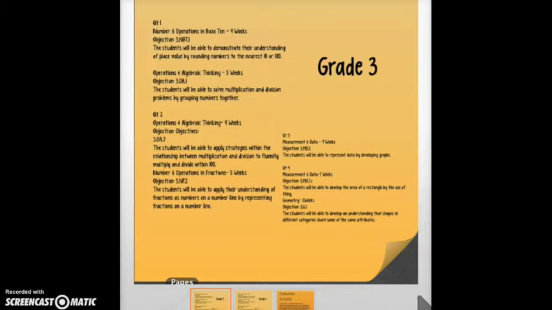The 1st standard for mathematical practice, which is make sense of problems and persevere in solving them, will be addressed in this domain by using manipulatives such as scales to help make sense of measurement problems.